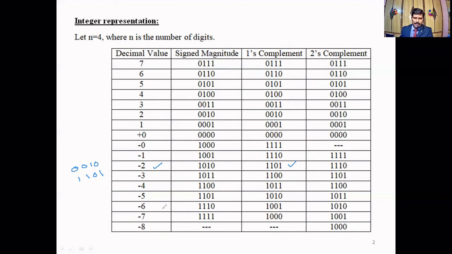Like that. Let us take minus 7 here. So take the value of 7. 7 means what? 0 1 1 1, 4 digits. Because it is a negative value, we take the ones complement form. So 1 0 0 0. See here, 1 0 0 0 is the ones complement form of minus 7.